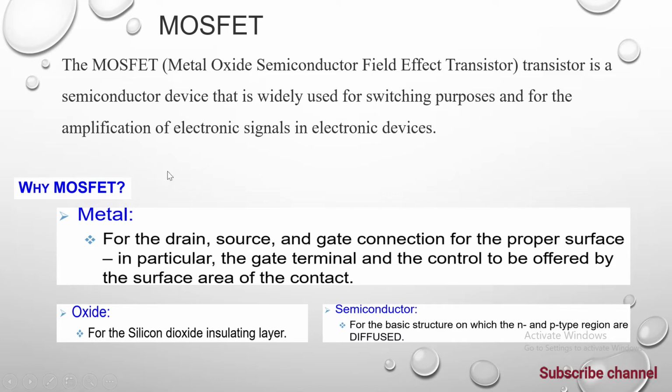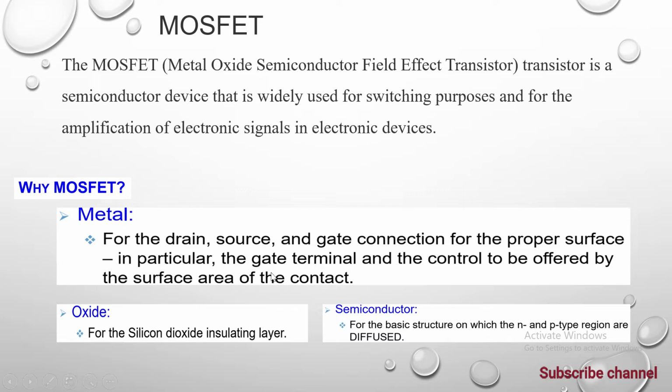And why we call it MOSFET? It consists of three types of material. First is metal, and the source and drain consist of metals. In this we use source and drain as metal contacts in MOSFET, and for oxide, silicon dioxide is used as insulating layer between channel and gate.